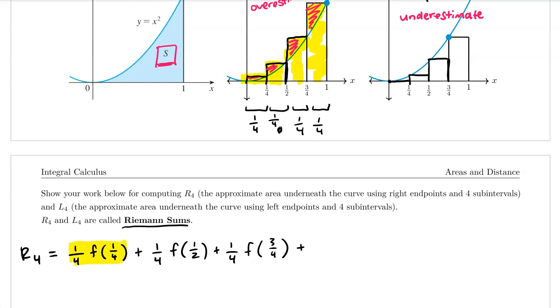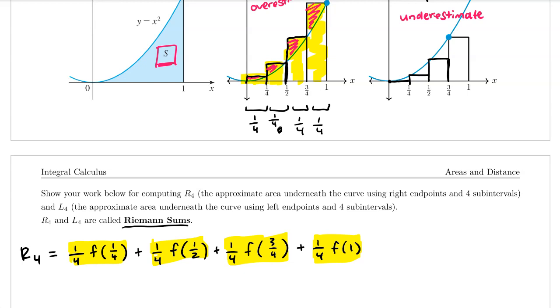So this represents the area of my first rectangle. This is my second rectangle. This is my third rectangle. So I need one more, and that one is given by 1/4 times f of 1. And that represents the area of my last, or fourth, rectangle.